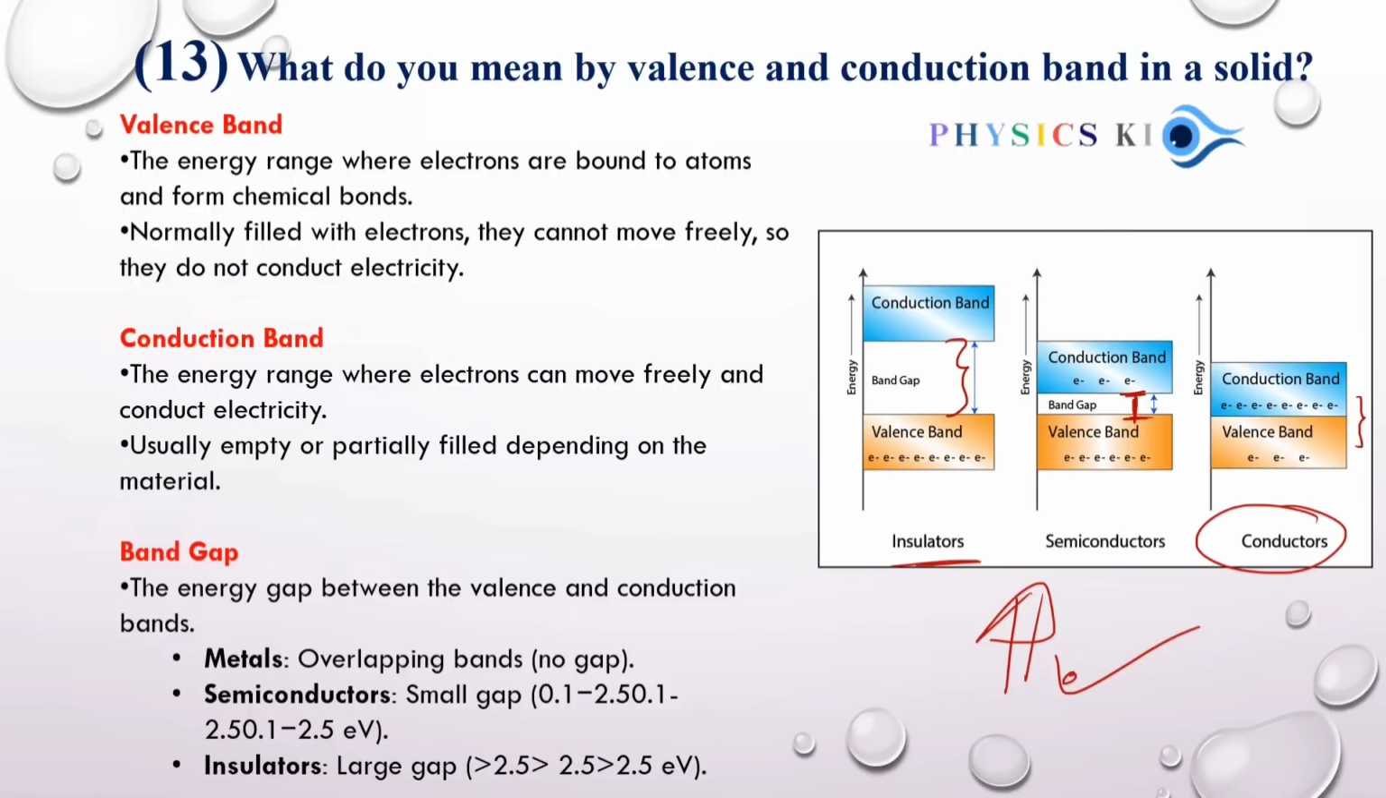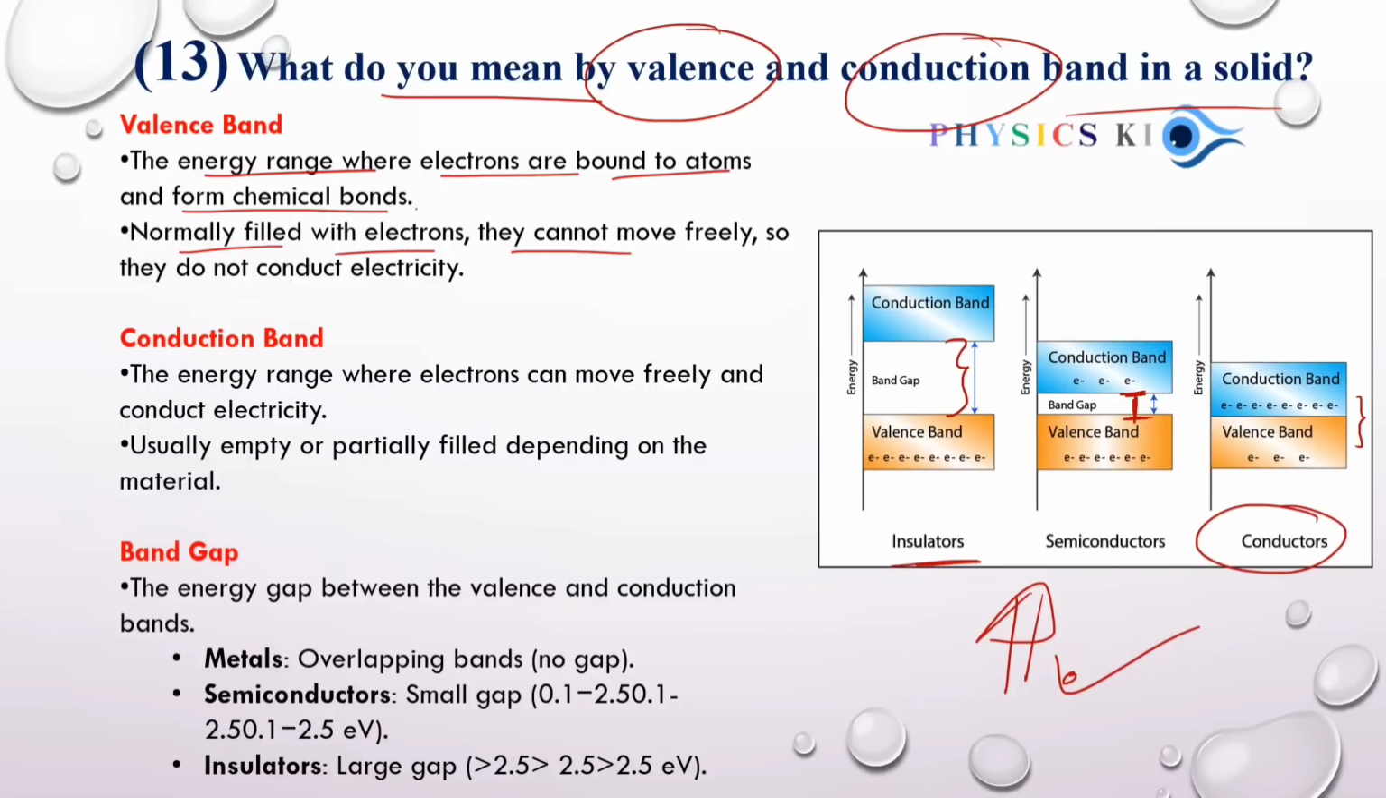Next question: what do you mean by valence band and conduction band in a solid? Only the definition is asked. What is the valence band? The energy range where electrons are bound to atoms in chemical bonds, normally filled with electrons. They cannot move freely, so they do not conduct electricity. Simple. The conduction band is the energy range where electrons can move freely and conduct electricity. Very simple. And what is the band gap? The gap between the valence band and the conduction band. Simple question.